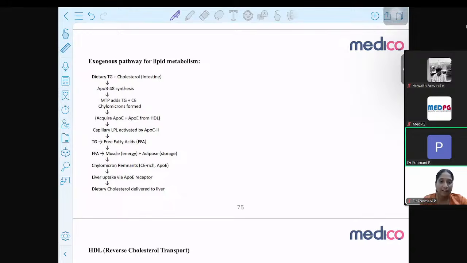To know about that, we need to know the exogenous pathway for lipid metabolism. What is the exogenous pathway for lipid metabolism? How the lipids are handled when we are taking them from outside. That is the exogenous pathway. So what is happening? There is going to be dietary triglyceride and cholesterol, and it is getting absorbed.